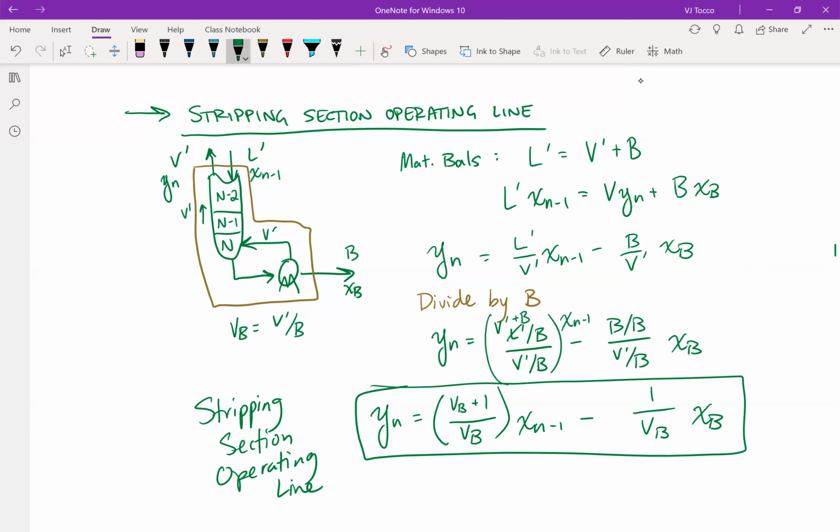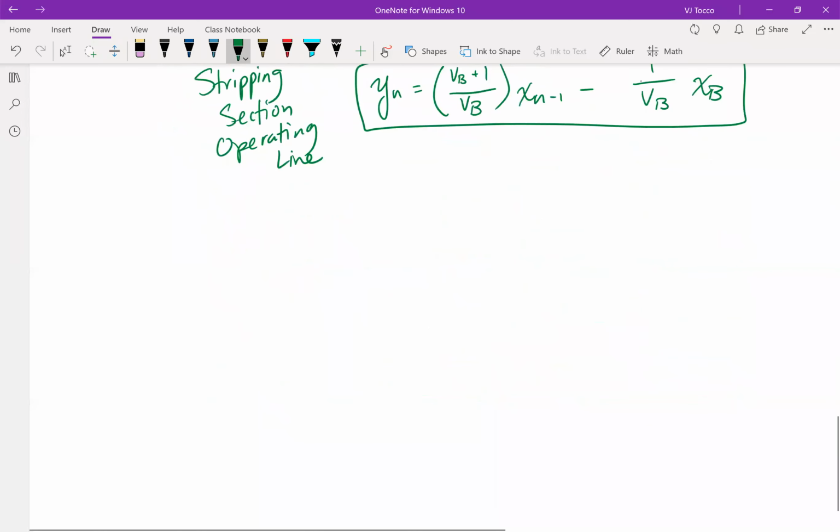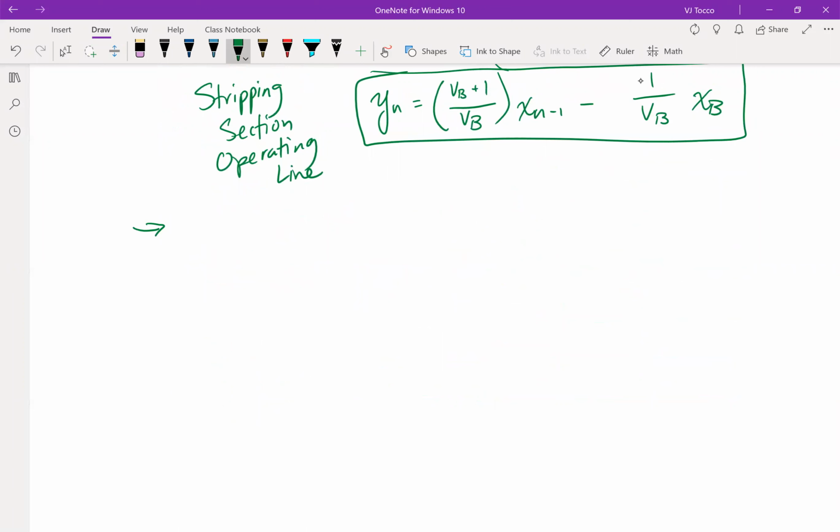Once you have these two operating lines, you can go ahead and plot them both on the same graph if you know what the reflux ratio and the boil-up ratio are. Oftentimes, you can relate one to the other using material balances. So before we see an example of this, I just want to go through and derive the equation for the third operating line, which is not independent, but it's oftentimes easier to calculate than the other two. And that is the feed section operating line, or the feed stage operating line.